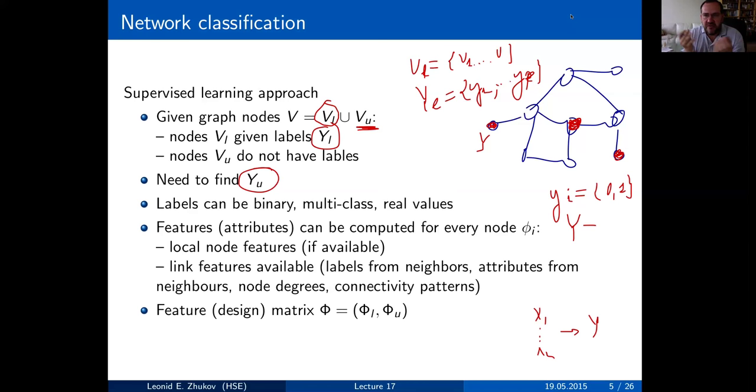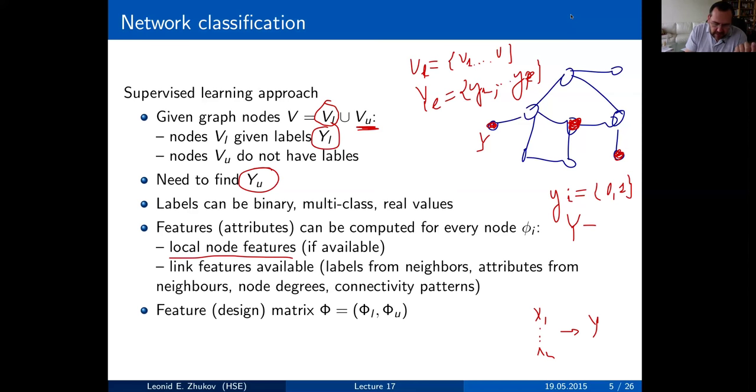In the case of social networks, let's say we want to predict political affiliation, whether somebody is Republican or Democrat. The features could be place of birth, age, and so on. You can think of a lot of things that can be features. These are usually called local features or node features, because they are the features of that particular person. But one can also think about link features, which means the features you can build from the graph structure.